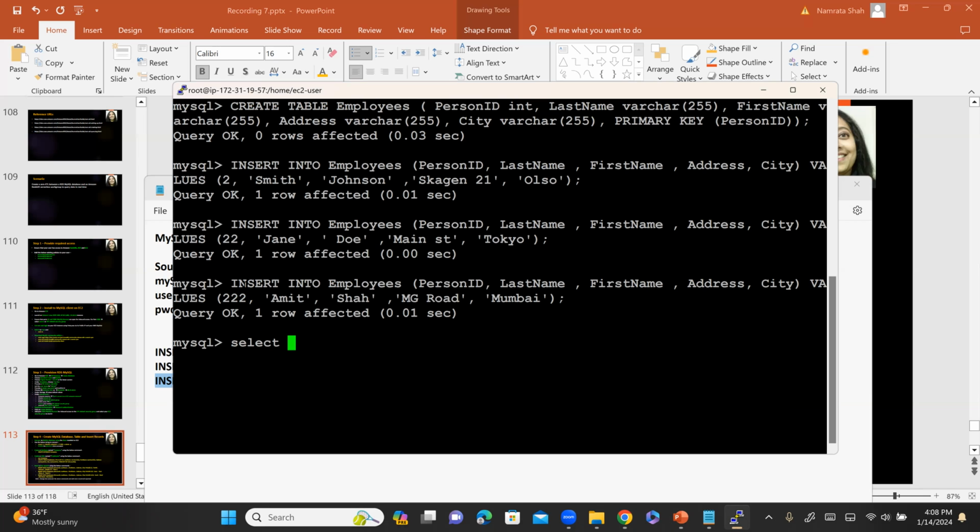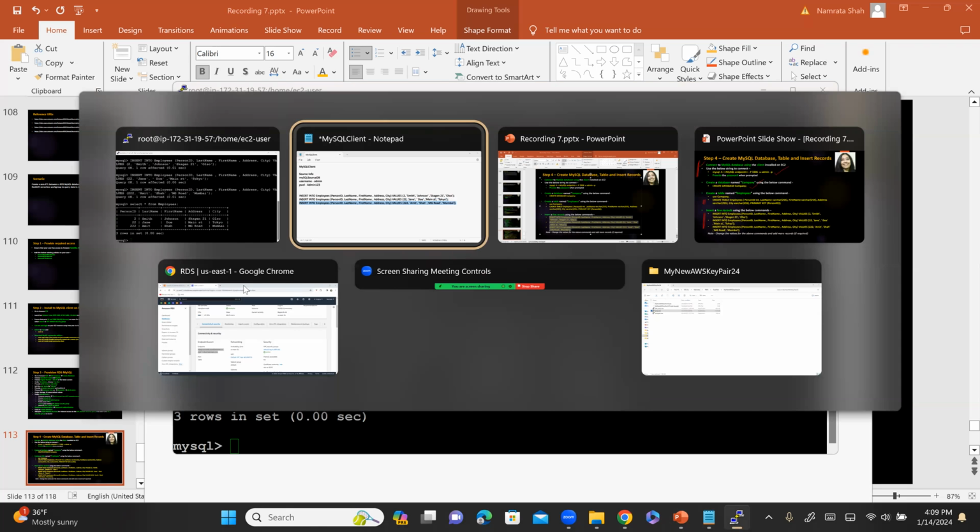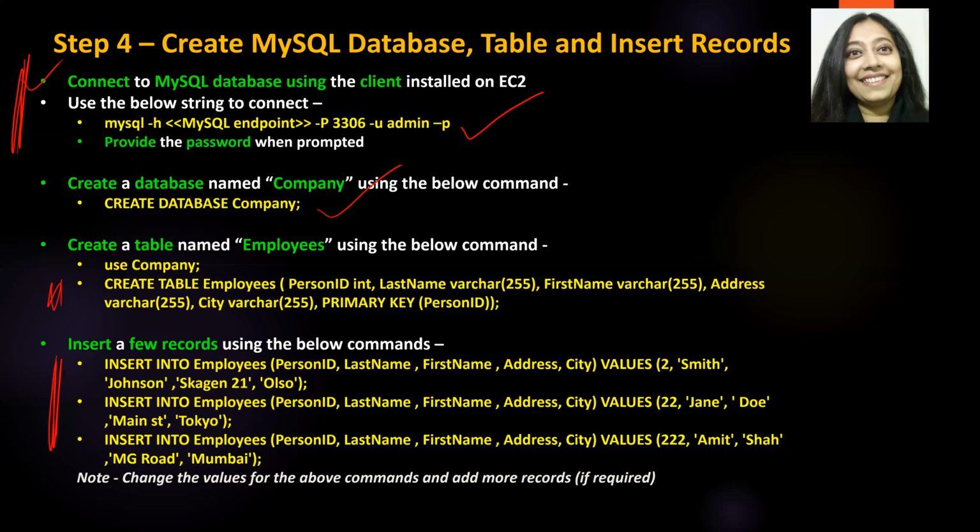And let us confirm that real quick. So select star from employees. And all three records are listed right here. So we have basically completed step 4 successfully. If you want, you can always add more records and simply just change the values and add additional records. In my case, I've added 3, and that should be more than enough.